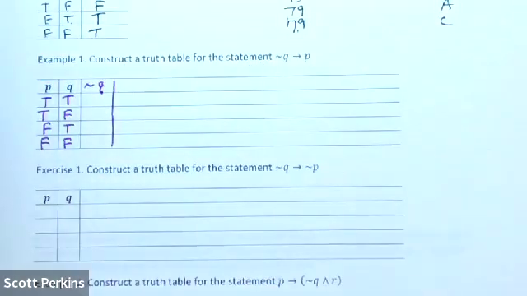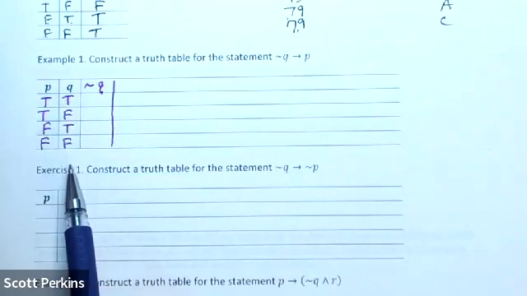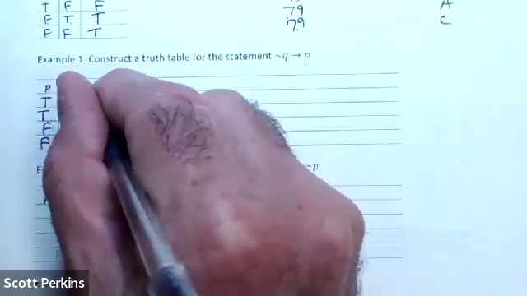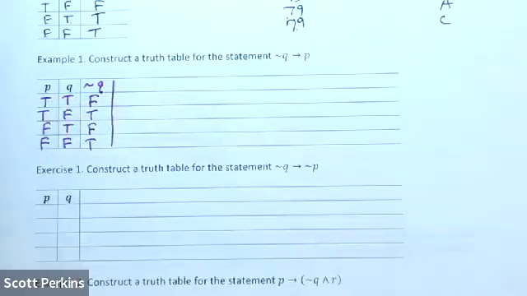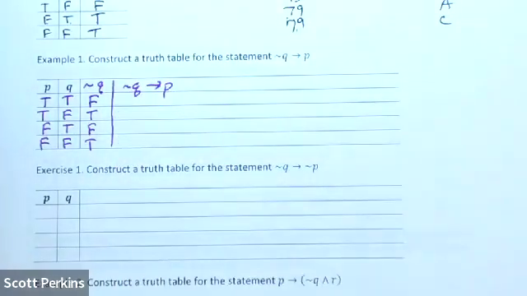That's the negation. The negation is like a light switch. It just flips the truth values. So for Q, I'm just going to reverse the order of these values. So instead of true, false, true, false, squiggly Q is going to be false, true, false, true. I'm guessing that you don't have any problem with the negation. So now I'm going to do squiggly Q, then P. This is my conditional statement. This is the statement that order matters.